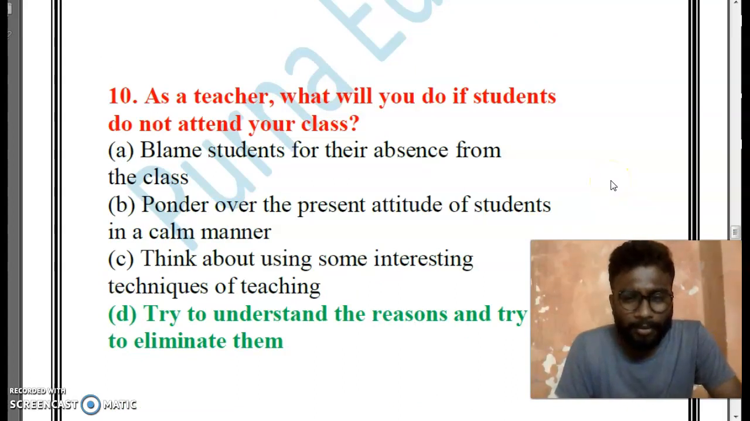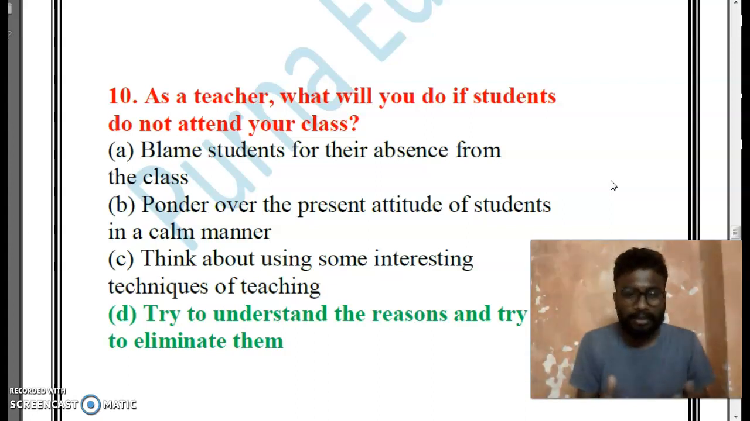As a teacher, what will you do if the students do not attend your class? Blame the students for their absence from the classes. Ponder over the present attitude of students in a calm manner. Think about using some interesting techniques of teaching. Try to understand the reasons and try to eliminate them.